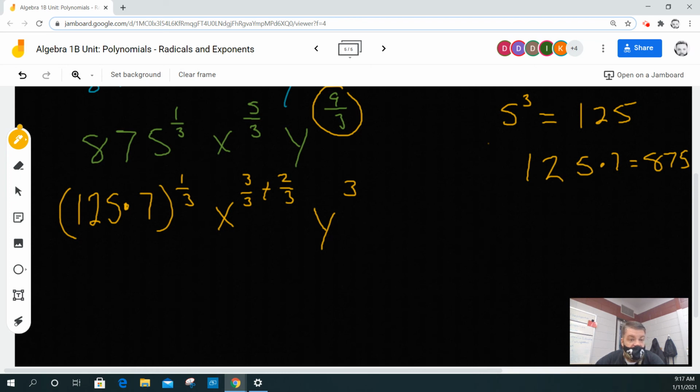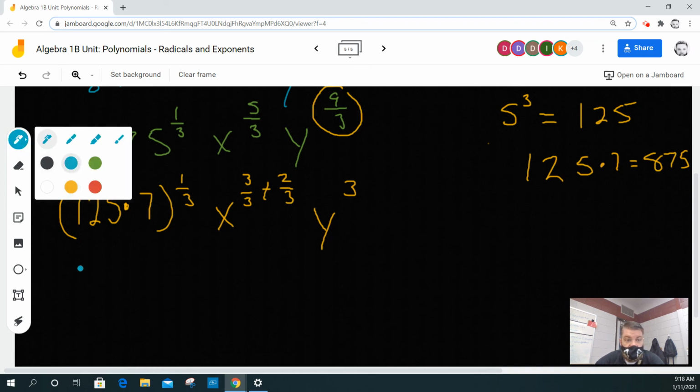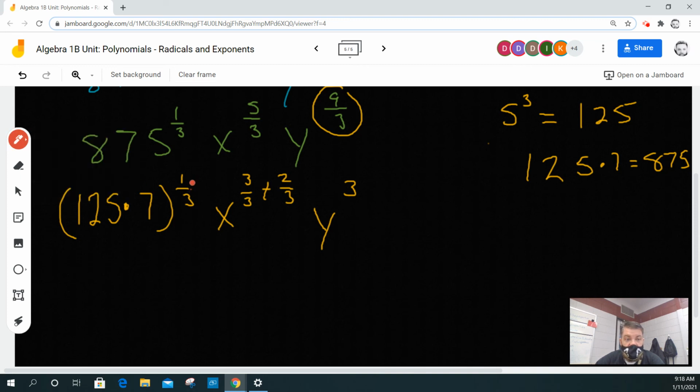On the next line, what I'm going to do is I'm going to distribute this through the parentheses. So I've got 125 to the 1/3 times 7 to the 1/3. And then I'm going to say x to the, what's 3/3? Isn't 3 divided by 3 just 1? Yeah. So then the next one is times x to the 2/3. And then the next one is just y to the 3rd.